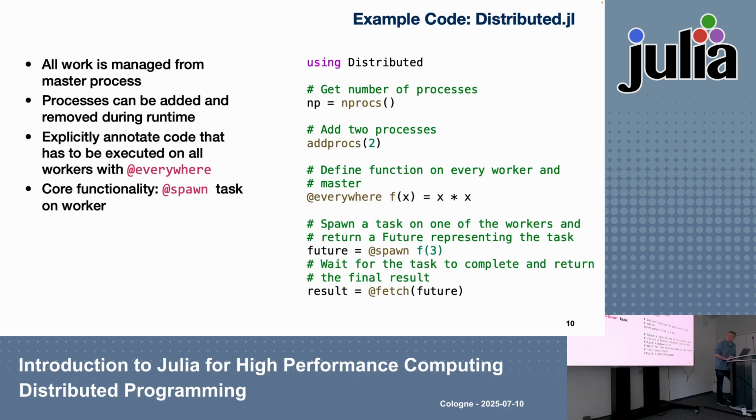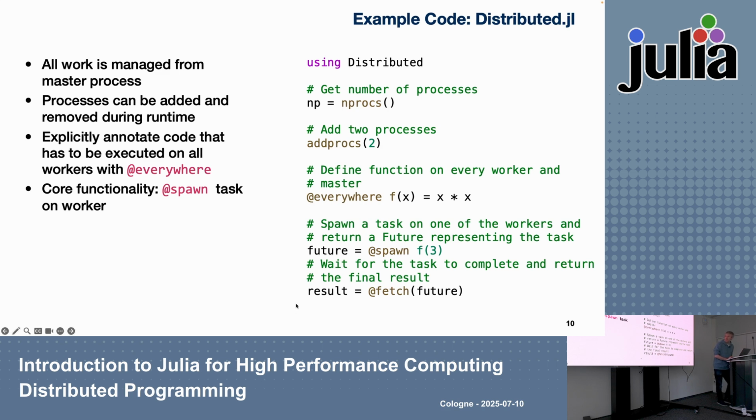So here is an example code. We load the distributed package. We can also ask how many processes we have, and we can also add some processes, and that will be spawned. Then we can, with the everywhere macro, tell all of the workers to initiate some functions, to define something, to import some packages. Therefore, all of the functions that you need for the computation are actually available on the workers. So they need to have the same things available.